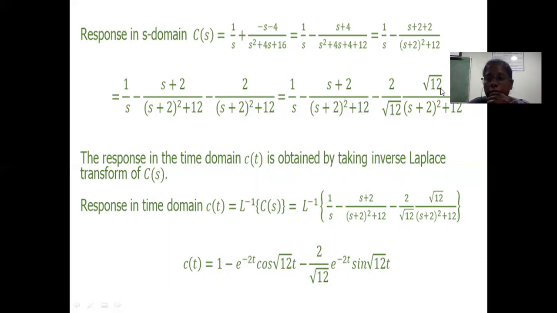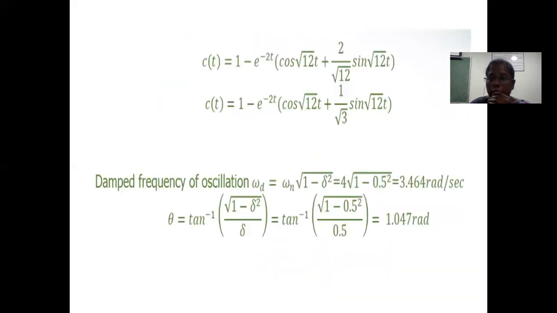Minus, similarly, here this should be in the form of omega by (s plus a) the whole square plus omega square. Since omega is not there, and our omega is root 12, I'm just multiplying by root 12 and dividing by root 12, so that the equation is balanced. Now you take 2 by root 12, and again this is in the form of omega by (s plus a) the whole square plus omega square. So the formula will be e power minus at into sine omega t. After taking inverse Laplace transform, we get our c of t, the time response expression of a second order system.